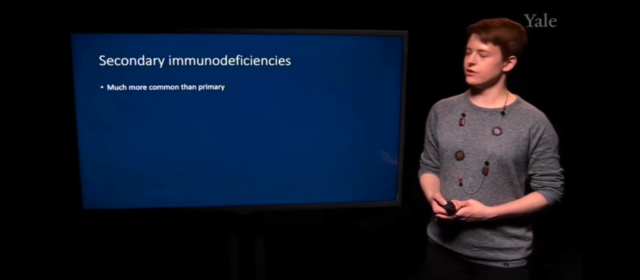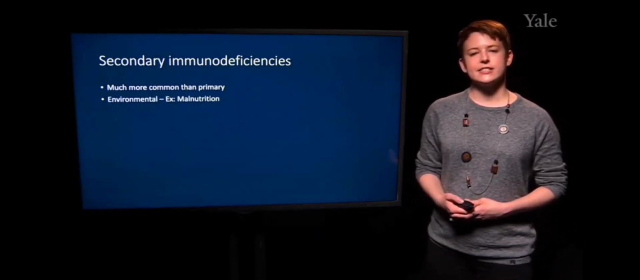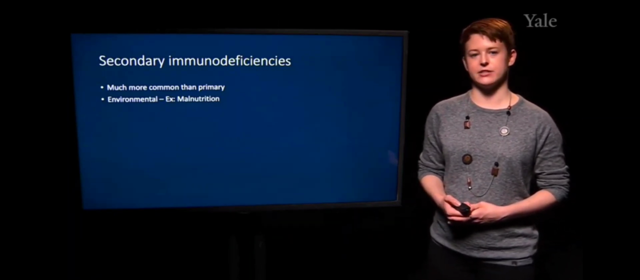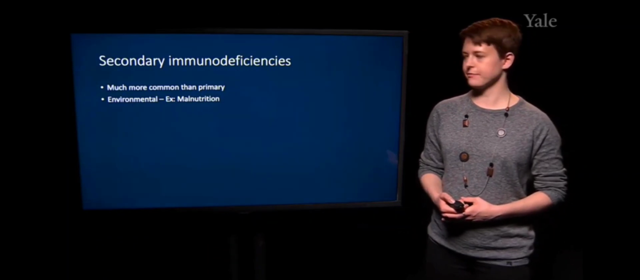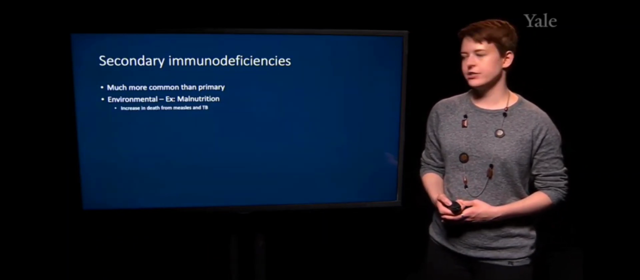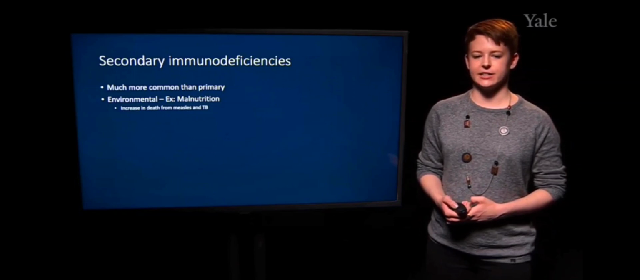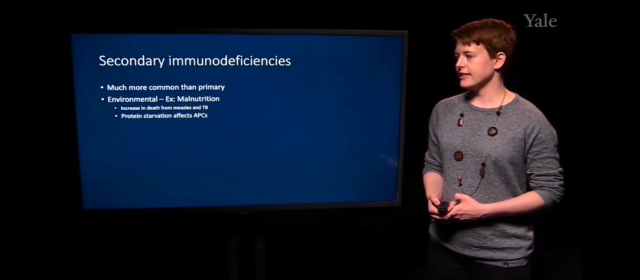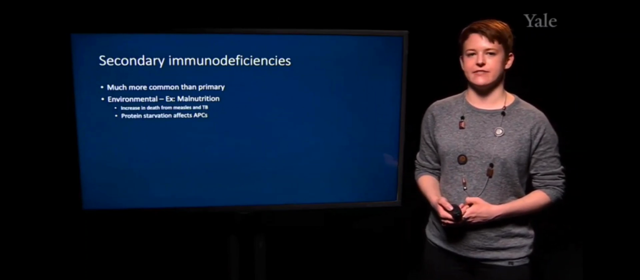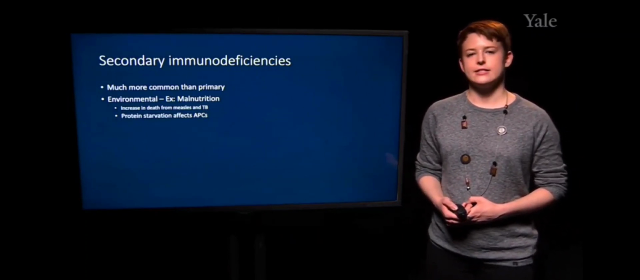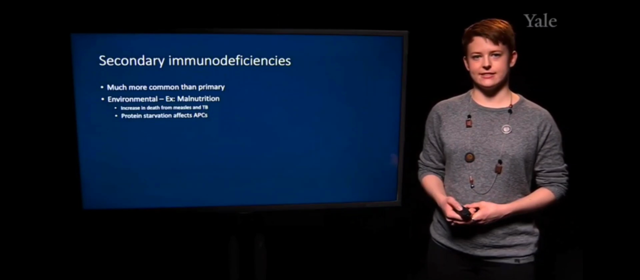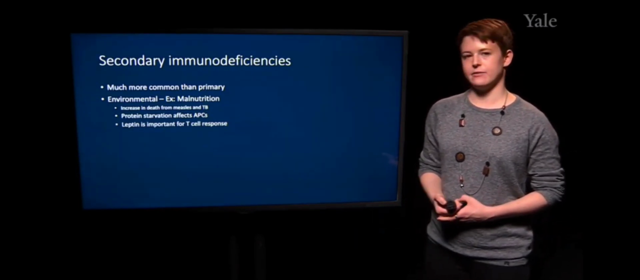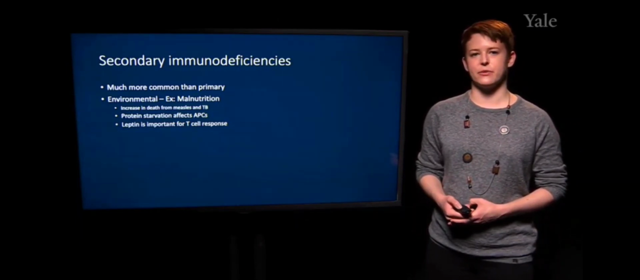So there are some environmental conditions that can cause immunodeficiency, such as malnutrition. And with malnutrition, we see an increase in death from measles and tuberculosis. This can partially be due to protein starvation, which will starve the antigen-presenting cells of peptides to present. And leptin, which is a hormone responsible for appetite regulation, is also important for T-cell response.